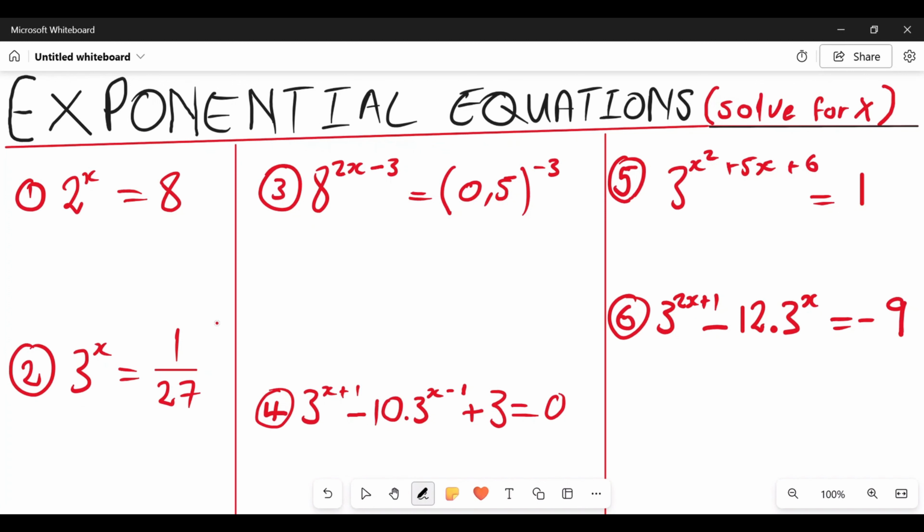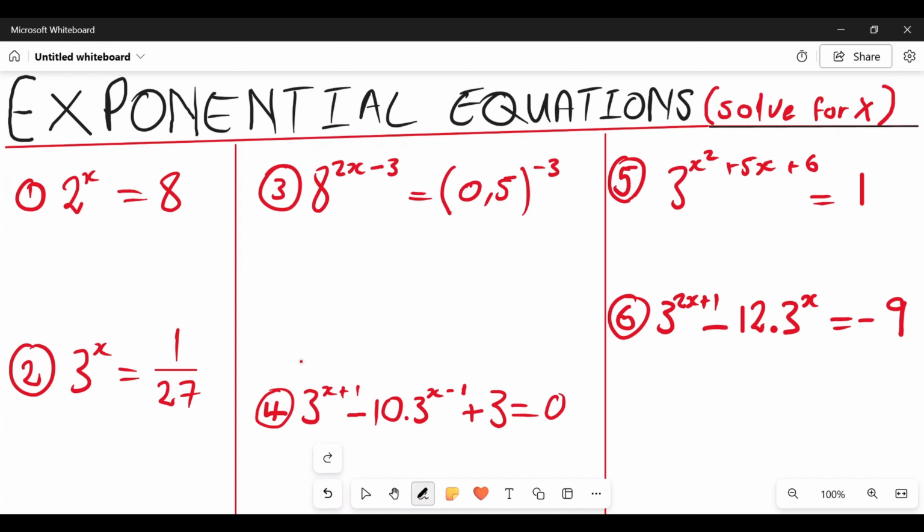Today in this video we'll be solving these exponential equations. Basically we'll be solving for x. As you can see, we have 6 equations here. We have the first one there till number 6 there.